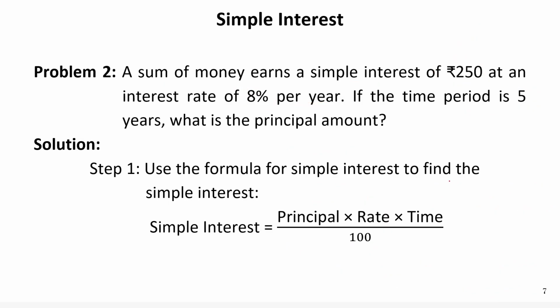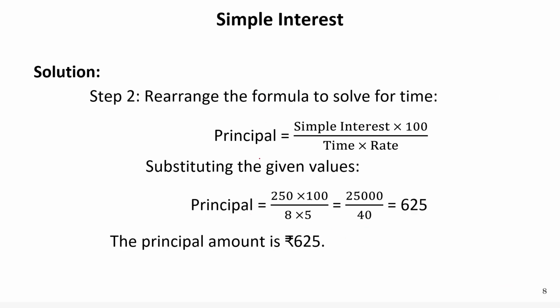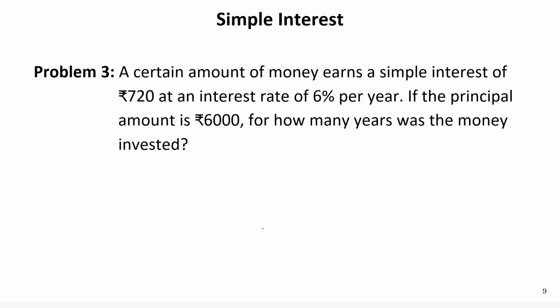So let's see. Simple interest is equal to principal into rate into time by 100, right? So principal is equal to simple interest into 100 by time into rate. If we take the principal to the LHS, because it is the unknown part, and all the known parts to the right hand side, we are left with this formula. Substituting all the given values, we get 250 into 100 by 8 into 5. It is nothing but 25,000 by 40, which is equal to 625 only. So the principal amount is nothing but 625.